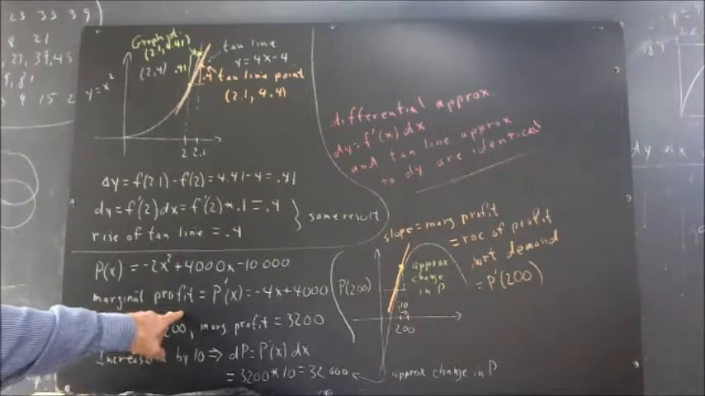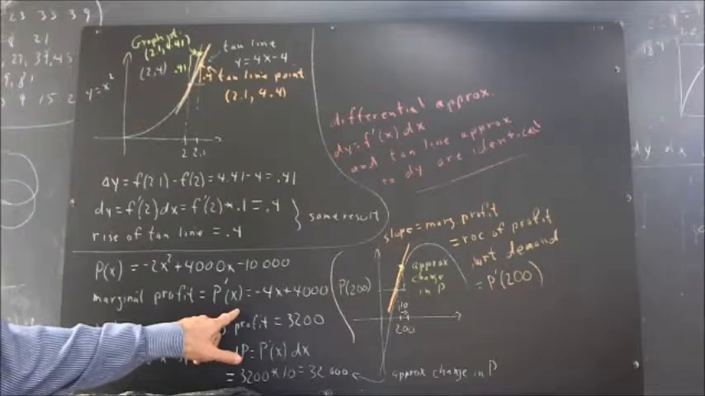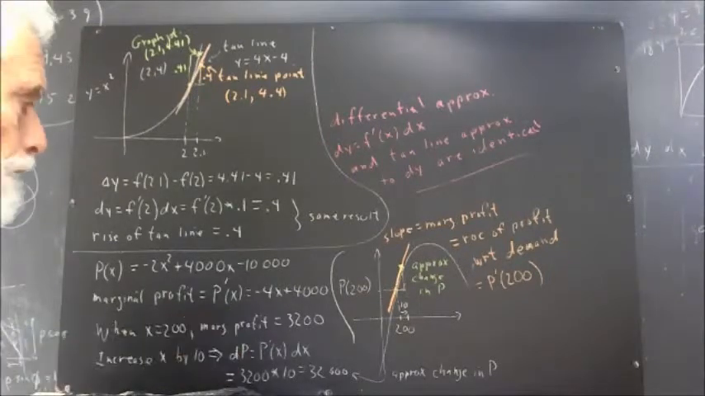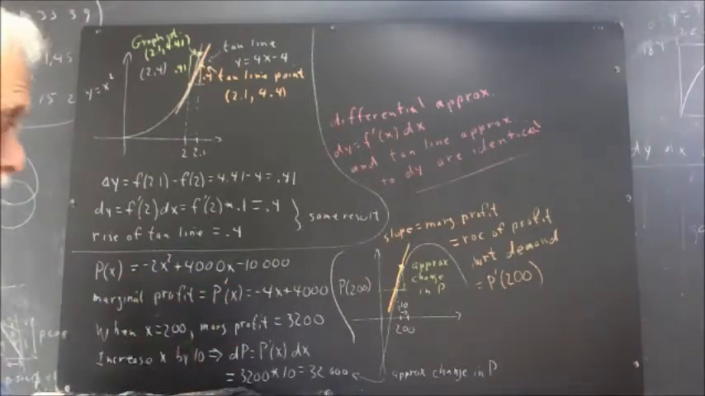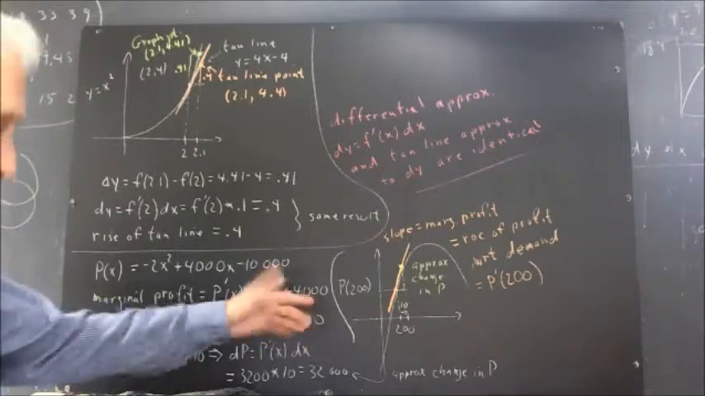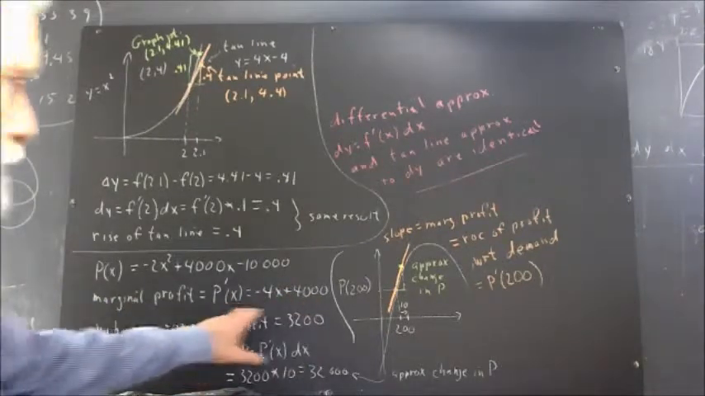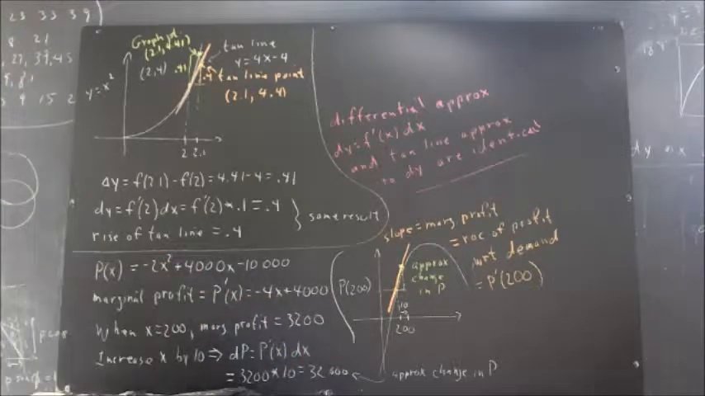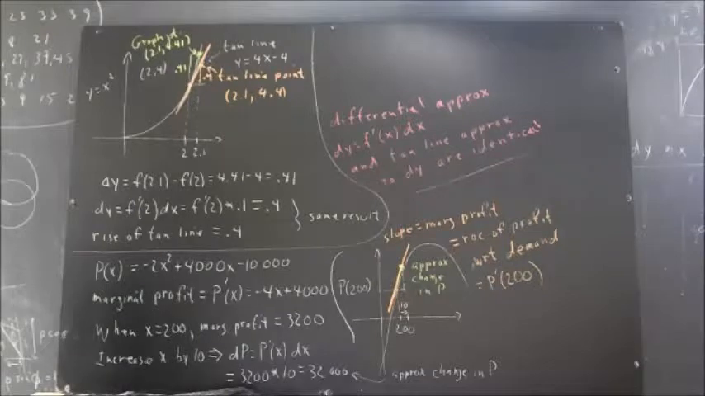Now, the marginal profit, of course, is what? It's the derivative of the profit. It's the rate of change of the profit. And the derivative of this profit function is very easily calculated. It's negative 4x plus 4,000. And again, if everybody is in good shape with calculating derivatives of this type of function, but if you happen not to be, make sure that you remedy that.